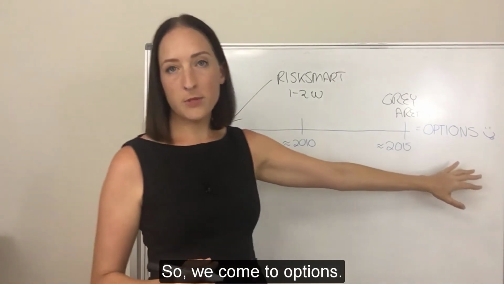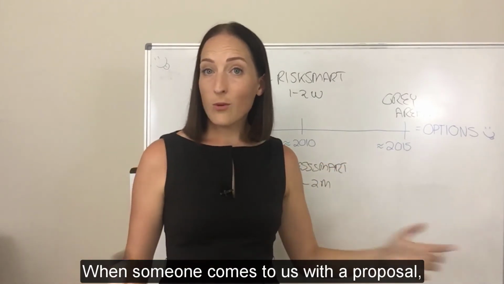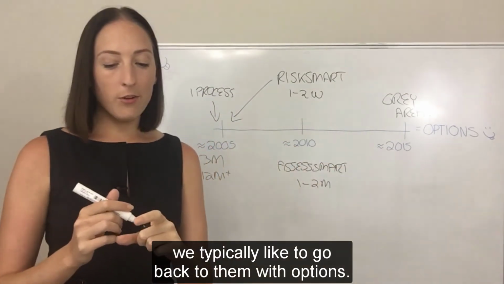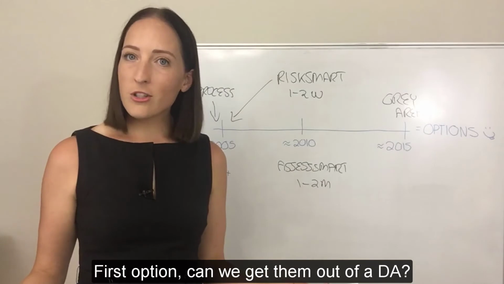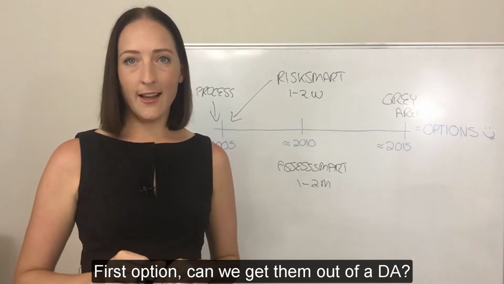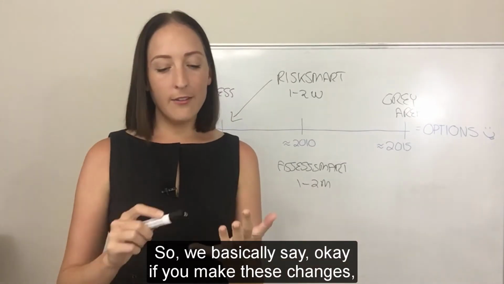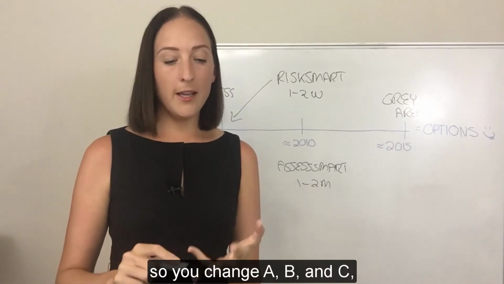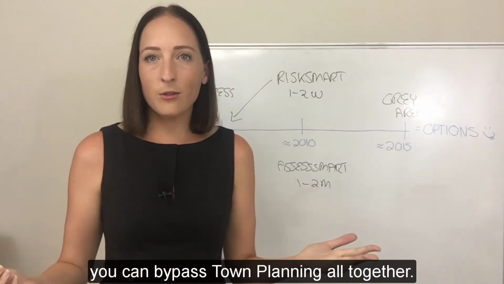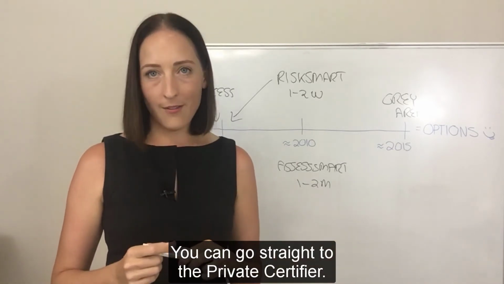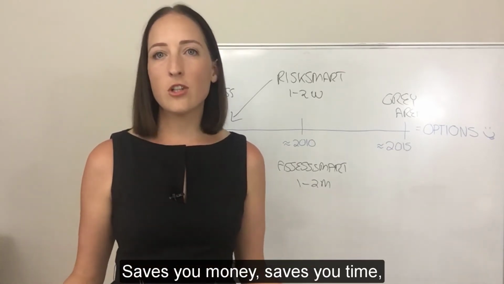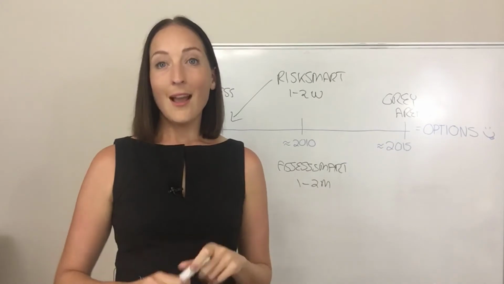So we come to options. When someone comes to us with a proposal, we typically like to go back to them with options. First option, can we get them out of a DA? So we basically say, okay, if you make these changes, so you change A, B, and C, you can bypass town planning altogether. You can go straight to the private certifier. Saves you money, saves you time, it's the best outcome.